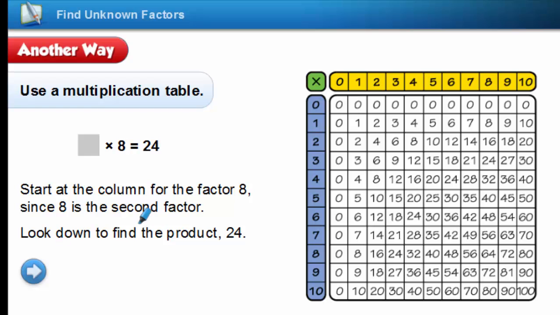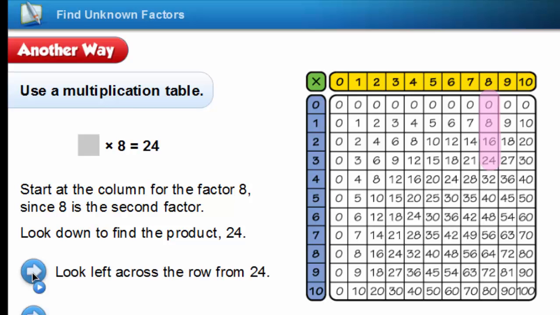Start at the column for the factor of 8, since 8 is the second factor. So remember that the rows are the first factor, the columns are the second factor. So since 8 is the second factor, we're going to start at the 8th column. We're going to look down until we find the 24. I'm highlighting. Oh, there I'm at the 24.